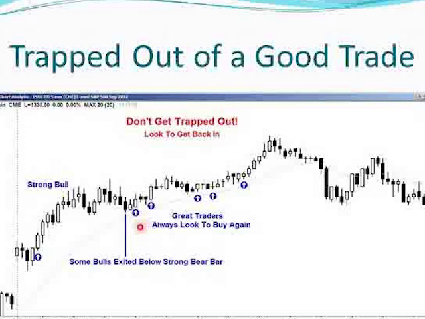It's always trying to trap traders out. And if you see that you were wrong in believing that a long trade was bad, and you got another buy signal, just go ahead and buy.